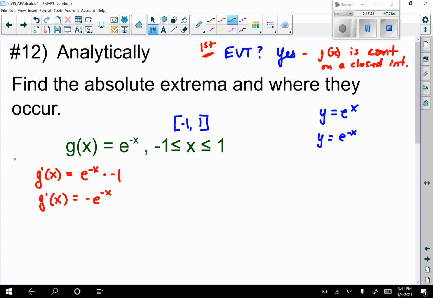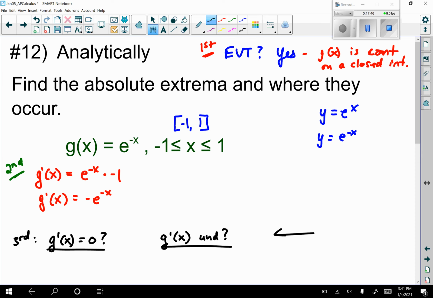Step 2, we want to go ahead and find the derivative. Step 3, we want to ask ourselves 2 questions about this derivative. Is g prime of x ever equal to 0? If so, what are the x values? So we want to find the critical numbers. Is g prime of x ever undefined? So again, these 2 questions help us find our critical numbers.